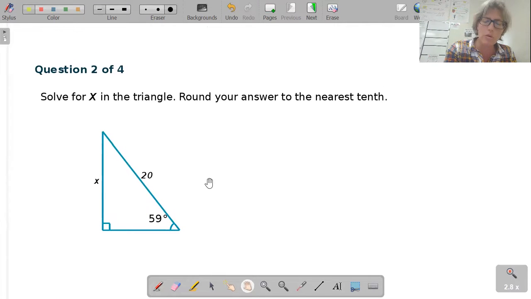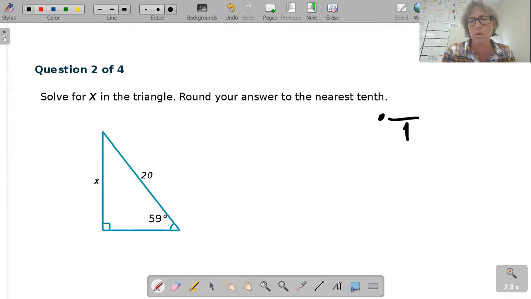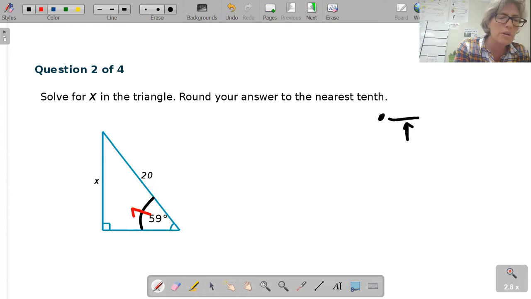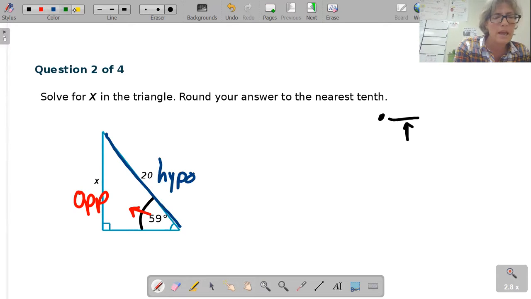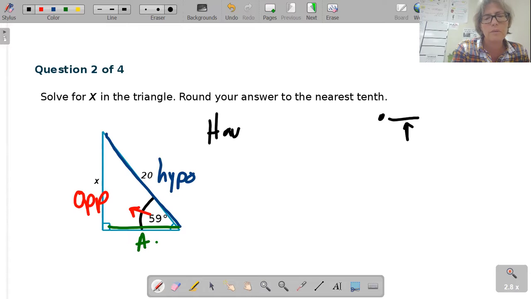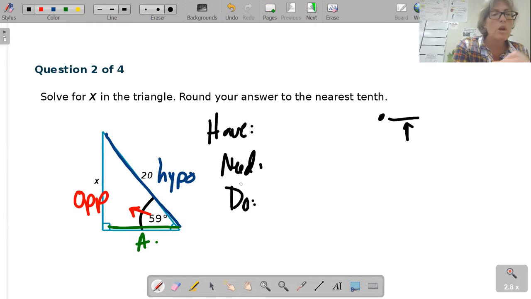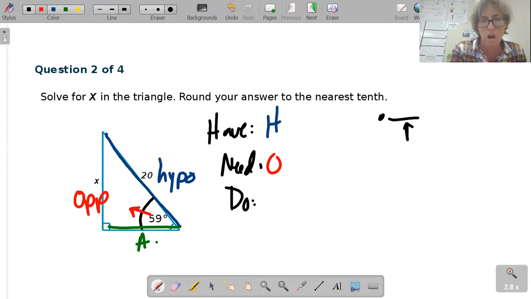Solve for x. Round your answer to the nearest 10th place. Remember, 10th place is the first decimal. So we start by labeling opposite, adjacent, and hypo. This x here would be the opposite. Here's your hypo. And here's your adjacent. So have, need, do. We have the hypo. We need the opposite.